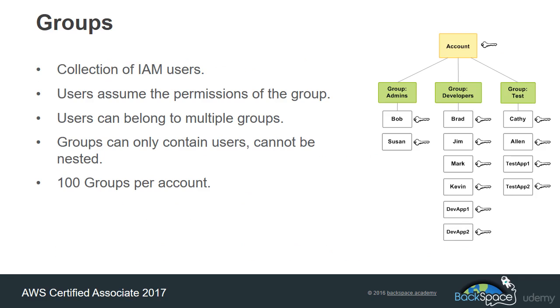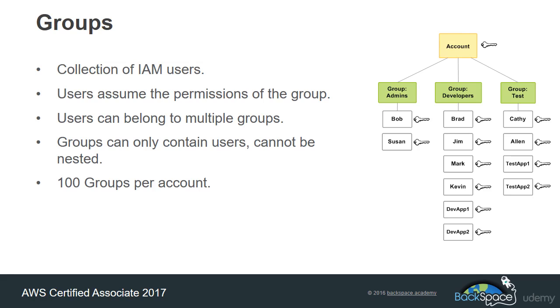So groups are collections of IAM users, and when users are put into a group, they assume the permissions that are assigned to that group. So if they go into the admins group, we don't have to individually give, for example, Bob and Susan, access. As soon as we put them into the group admins, they're going to have all of the rights and access that is defined with an admin group.